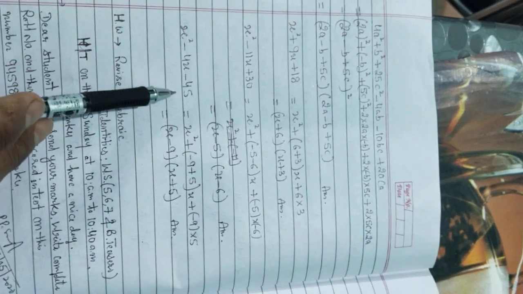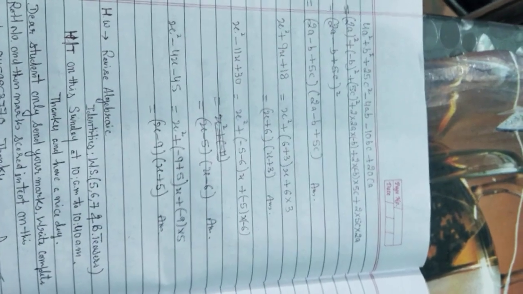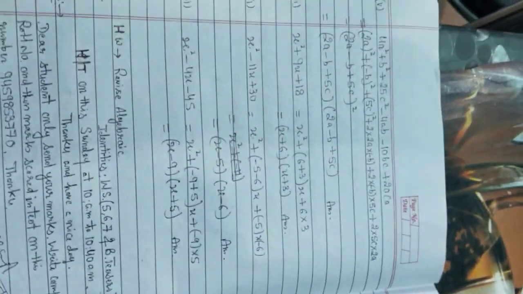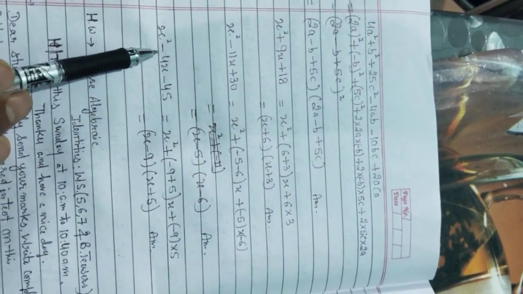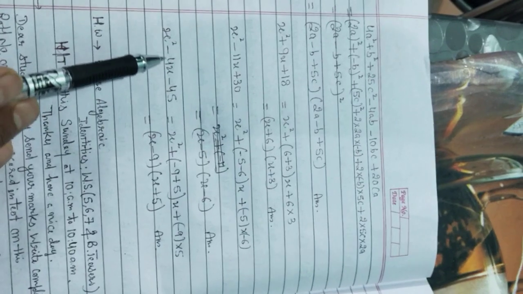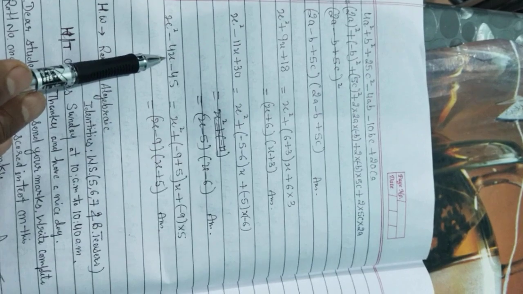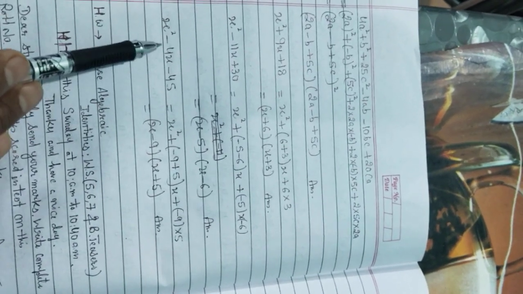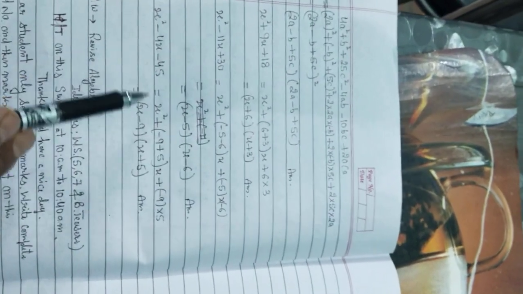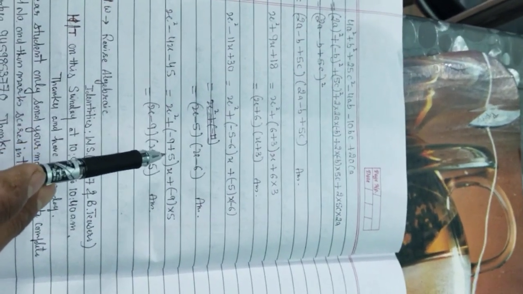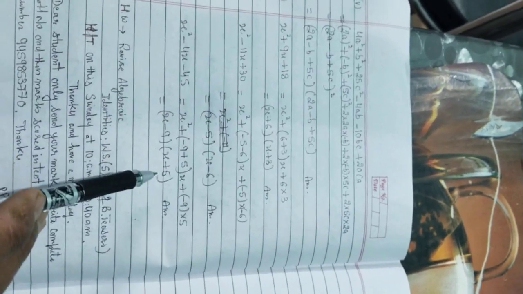x square minus 4x minus 45. Choose two numbers whose sum is minus 4 and product is minus 45. That is minus 9 and 5, because the greater number will be negative, since the coefficient of x is negative. If the coefficient of x is positive, then the greater number will be positive and the smaller number negative. If the coefficient of x is negative, then the greater number will be negative and the smaller number positive. So 9 fives are 45, x square plus minus 9 plus 5 into x plus minus 9 into 5. This is equal to x minus 9 into x plus 5.